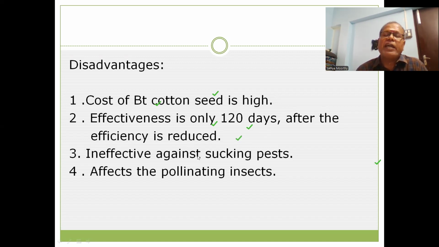Then it is ineffective against sucking pests, not for all, but it is not effective against sucking pests. It affects pollinating insects, because pollination is a very important phenomenon for seed formation. The genetically modified crop may affect the pollinating insects because the chemicals are also present in the flower. So these are all the disadvantages of BT cotton.